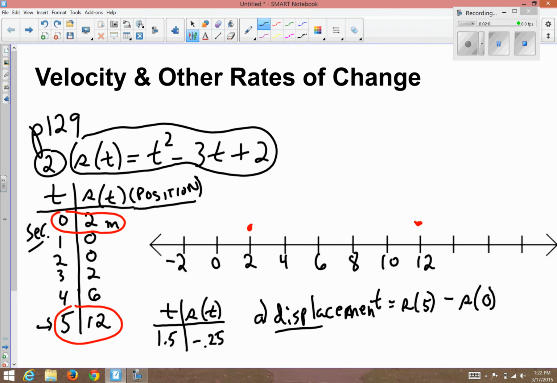Change in position. So at 5 seconds it was at 12. At 0 seconds it was at 2. So these numbers are both meters. 12 meters minus 2 meters equals 10 meters. That's called displacement.